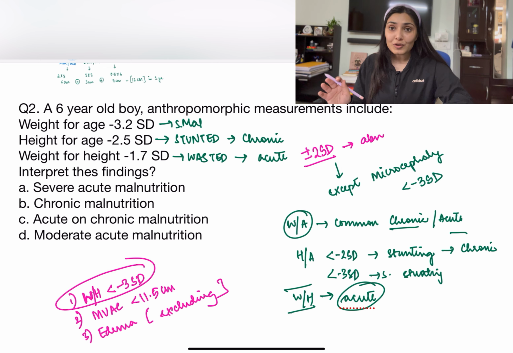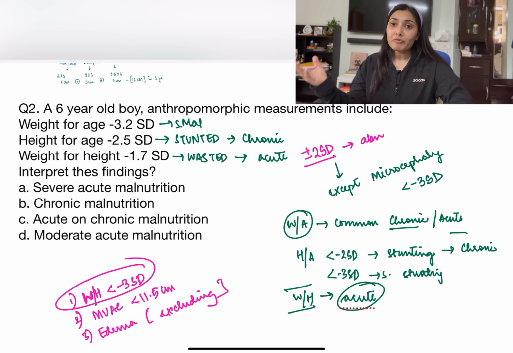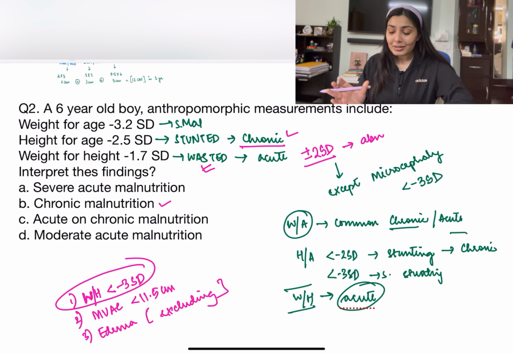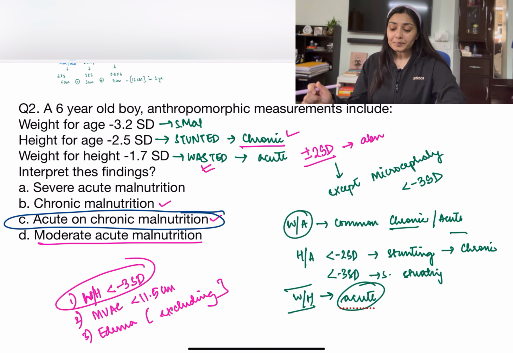Does it satisfy that? No, it doesn't, because my child is lying on -1.7, right? So being on -1.7, it is above -2 standard deviation, so it won't be considered as severe acute malnutrition. Chronic malnutrition is correct. I can see stunting over here. Moderate acute malnutrition won't be in this category. The most appropriate here would be acute on chronic malnutrition, right? So moving on to the next question.